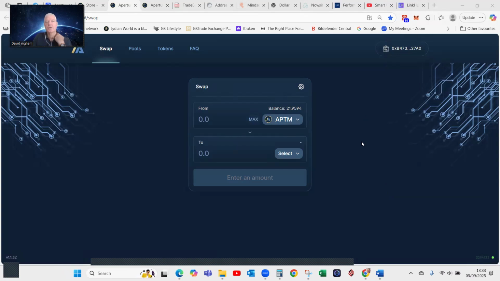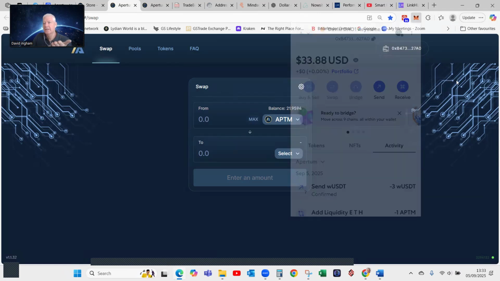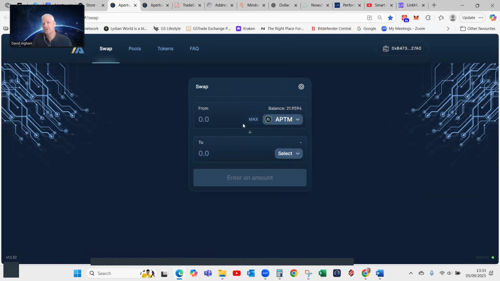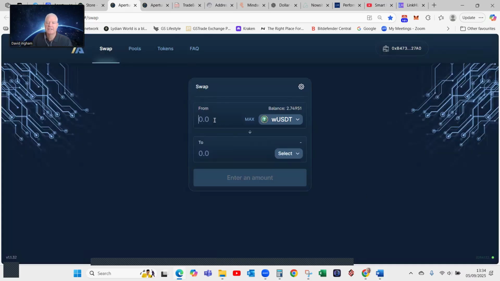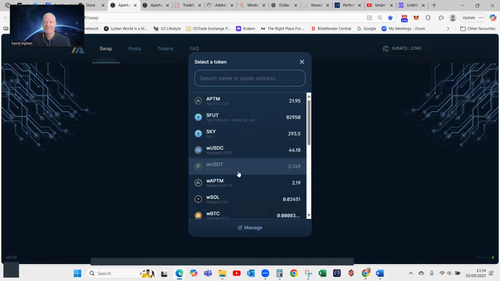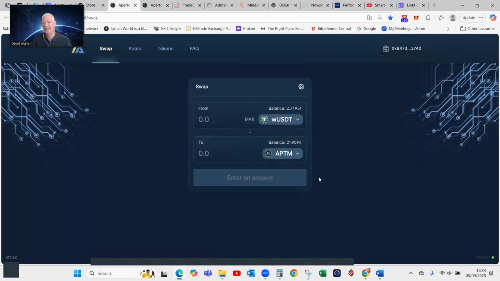So the first wealth principle that I want to share with you is, why don't you get some Apertum coins? How do you do that? Very, very simple. All you would do is purchase some USDT. You can send some USDT to your MetaMask wallet. And then what you can do is swap some of your wrapped USDT. For example, you could swap like 1 or 2, whatever. And then you can buy Apertum, right? You're just swapping it for Apertum, okay?